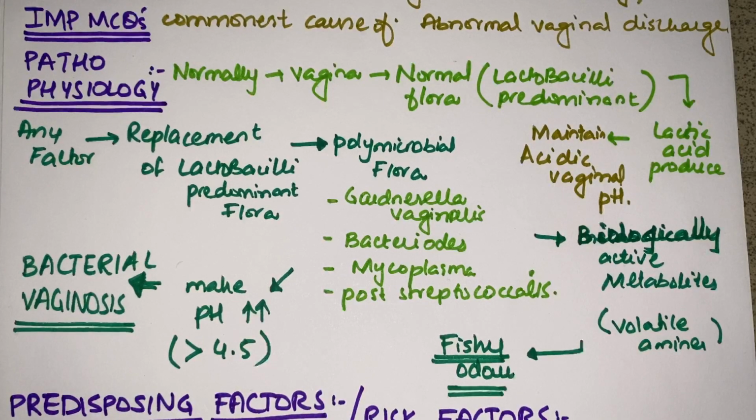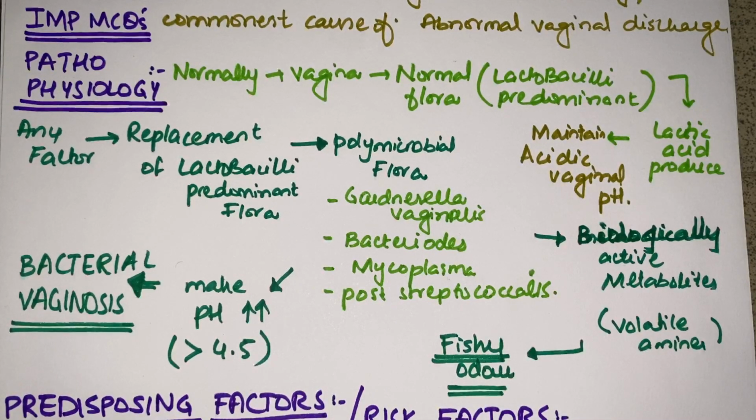One other important point: these bacteria produce biologically active molecules, which are volatile amines, and they are responsible for the fishy odor which is characteristic of this disease. So this is the whole pathophysiology. The main theme has two major points: first, any factor that changes the normal flora of the vagina, and as a result the pH changes from acidic to alkaline, and that is majorly causing the disease. Just remember these two points.